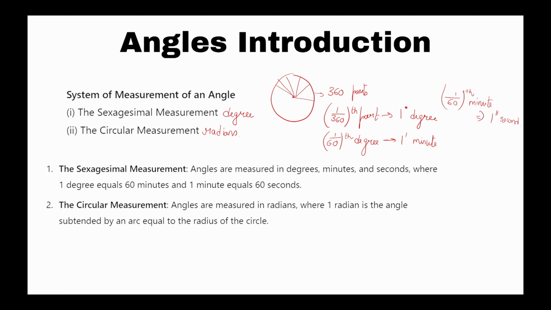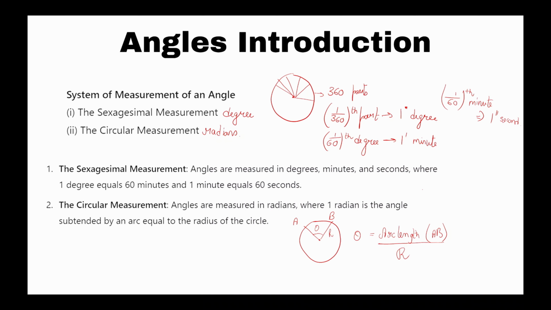Now talking about the circular system, what happens in the circular system is, let's say I have a circle and I consider an arc from A to B. So this arc length from A to B would help me determine this theta, the angle that this arc length AB makes at the center. So how would I write down my theta for this one? My theta would be equal to arc length AB divided by R, where R is the radius of the circle.